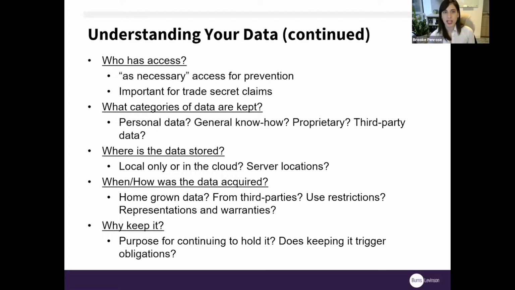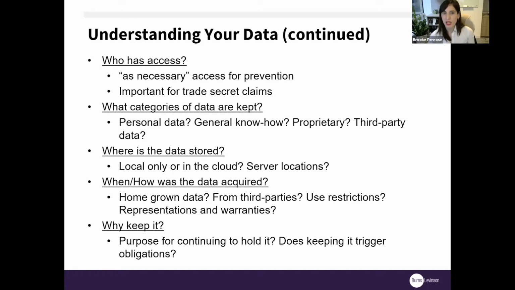In general, and particularly with sensitive trade secret data or personal information, access should really be granted to individuals on an as necessary basis. As Howard will discuss later, in order to protect data as a trade secret, it's critically important for the organization to be able to demonstrate that it's actually been treating the data as a secret, which can be undermined if it's been providing open and unfettered access to the data.